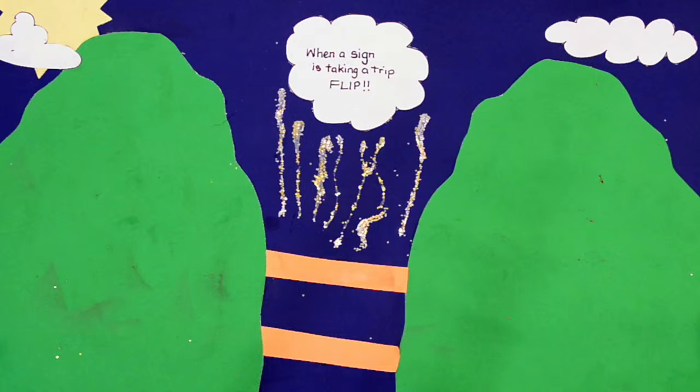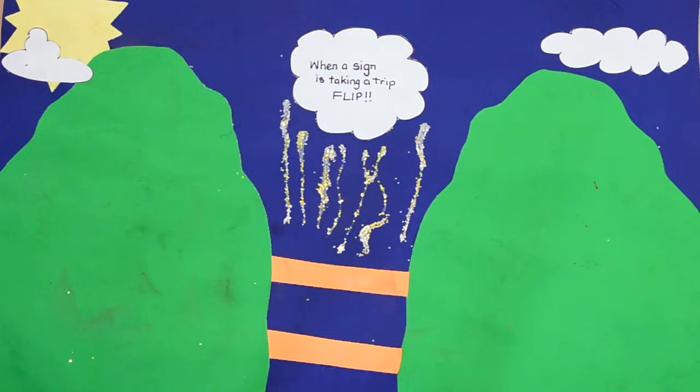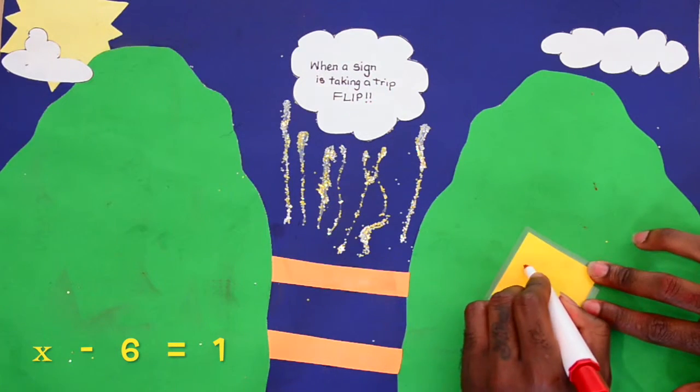And the position of the x will determine which tiles should move on the board. So in this case, we're going to do two examples, one with the x before the minus sign and one with the x after the minus sign. The first equation we're going to solve is x minus 6 is equal to 1. So we get students to write it up and set it up as usual.